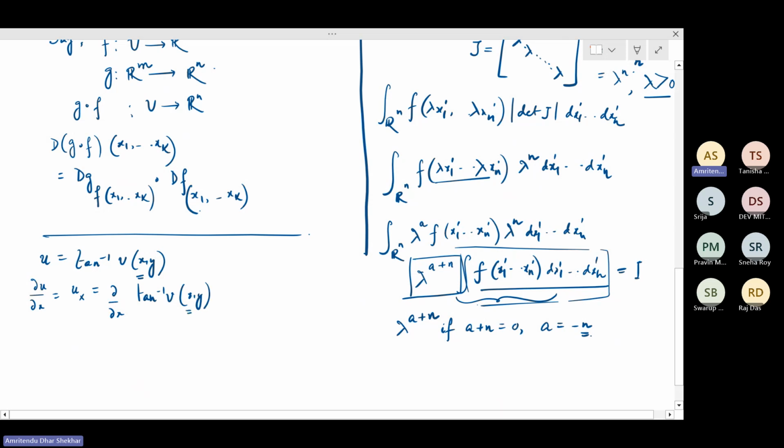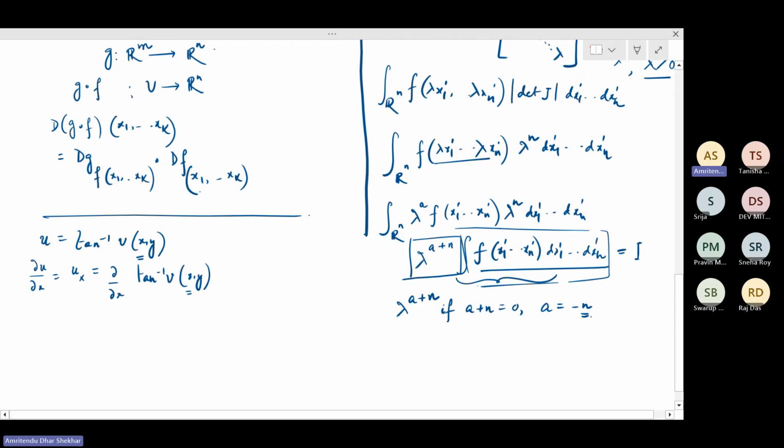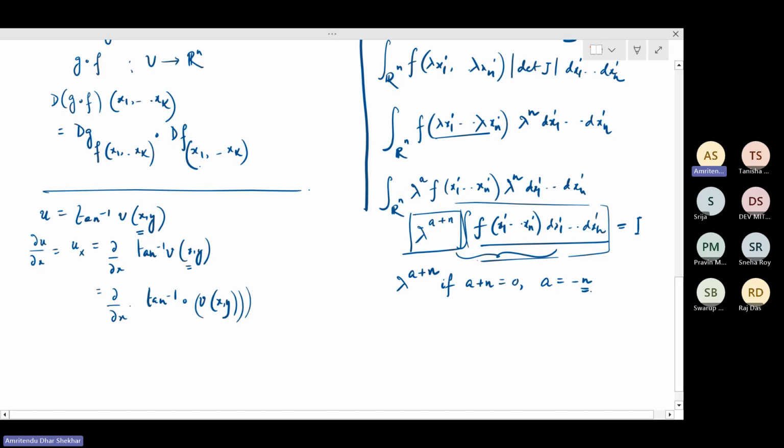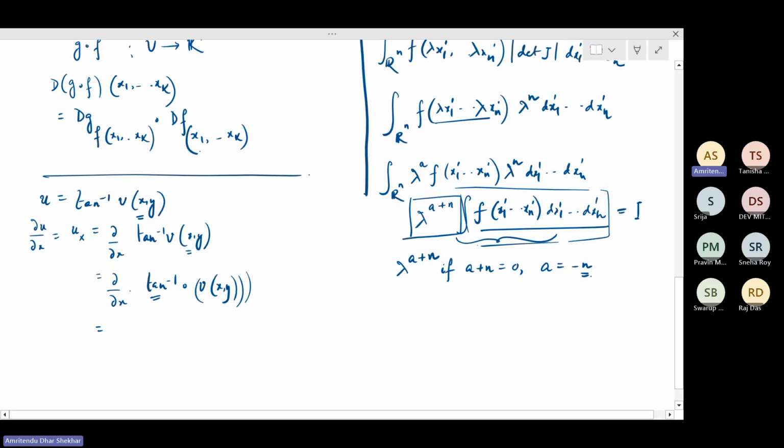The way you look at this is that this is a composition of two functions. So this is del upon del x of tan inverse composed with v of x and y. Okay, so apply the chain rule. If you apply the chain rule, this is first the derivative of tan inverse.